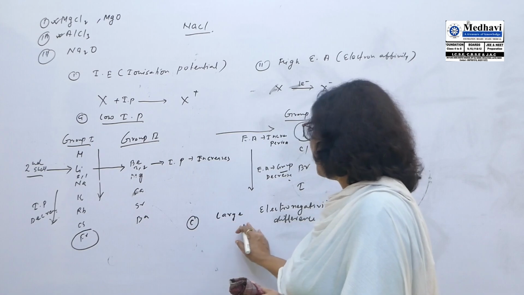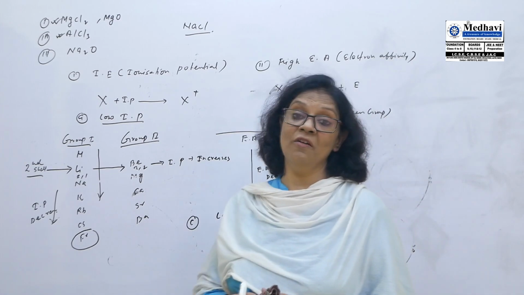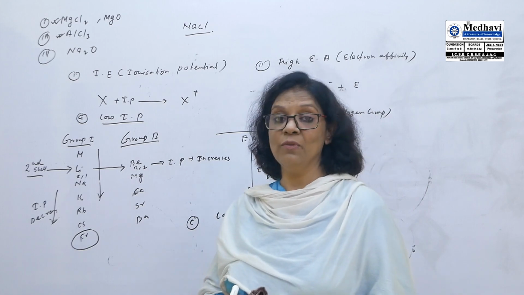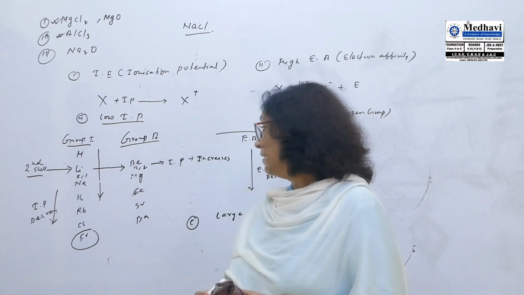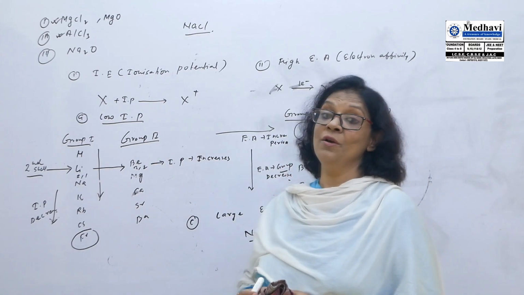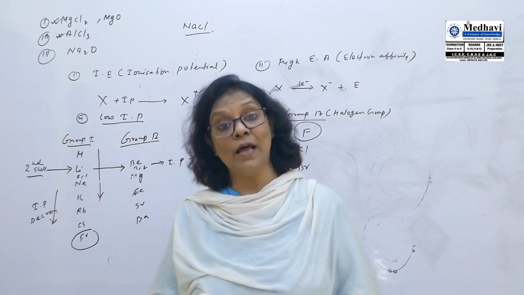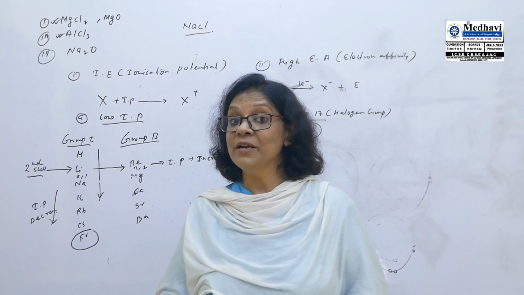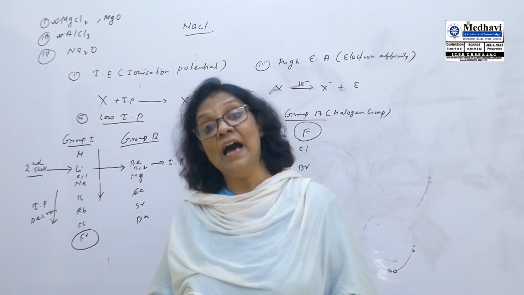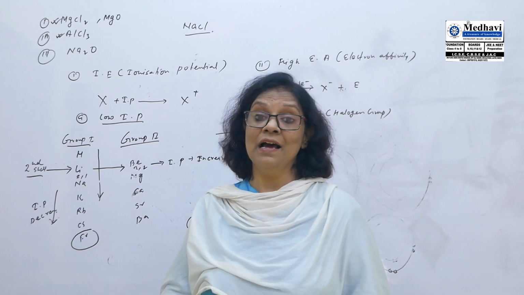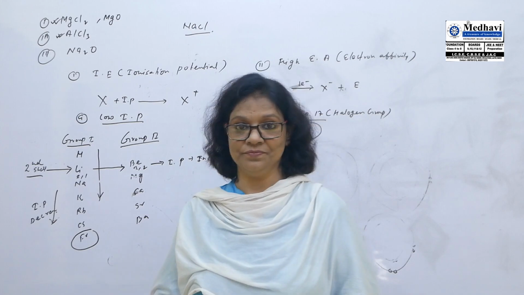There is a large electronegativity difference between group 1 and group 17, and they will form a very strong electrovalent bond or electrovalent compound. So we can say that three conditions must be satisfied for the formation of an electrovalent or ionic compound. First, elements must have low ionization potential. Second, elements must have high electron affinity. And third, a large electronegativity difference must be present between the bonded atoms.